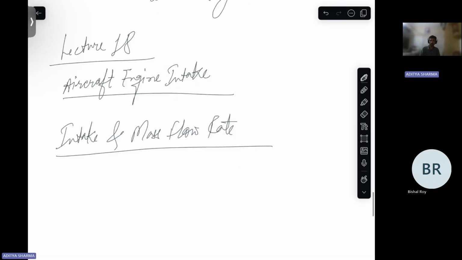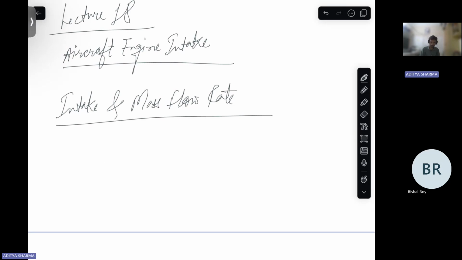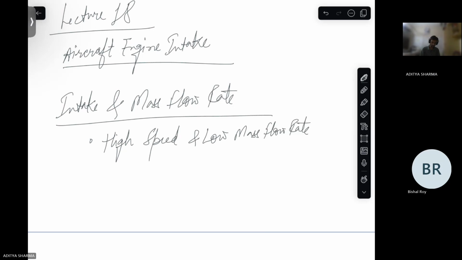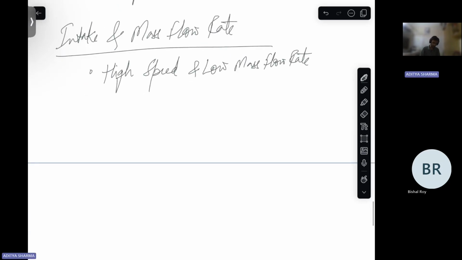At any point, Vishal, if you have to ask something, you can just ask. So intake and mass flow rate. First, two categories have been discussed. First is your high speed and low mass flow rate. Okay, so I'll just draw the diagram of it. PS diagram.